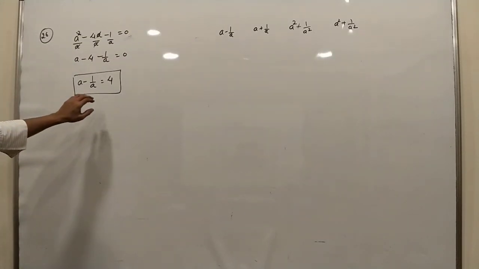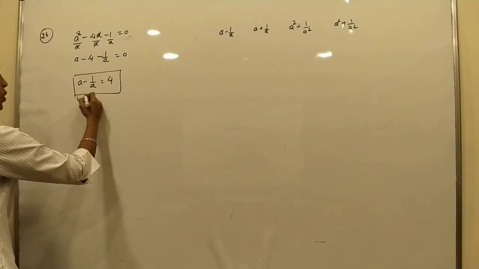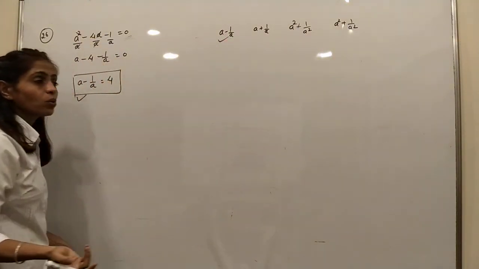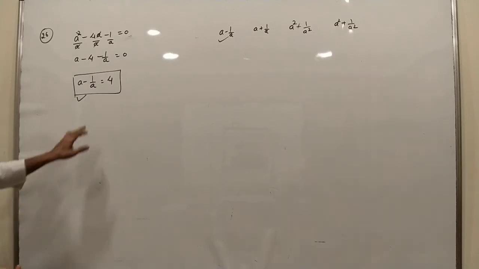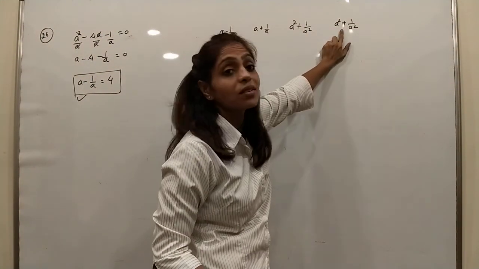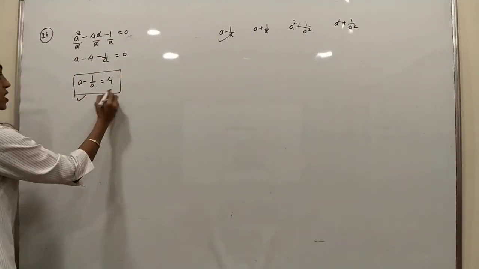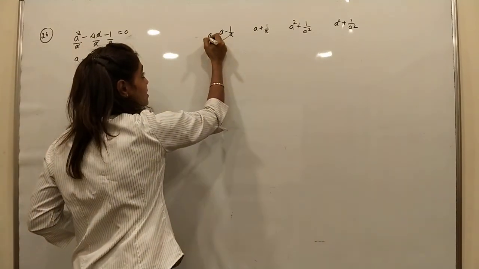Now look at a minus 1 upon a. Are we good? Yes. Okay, so take this. What do we get from this? We get a square, always square, then a plus sign in between and the last number. So this first one is done, that is the first answer.